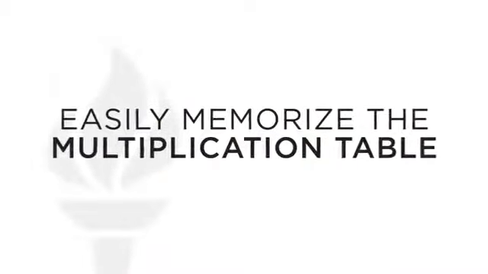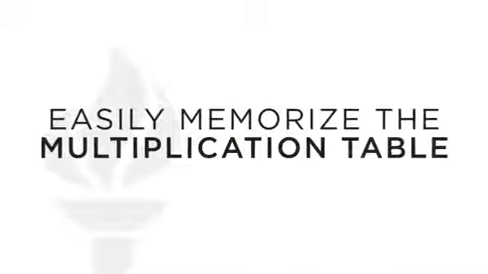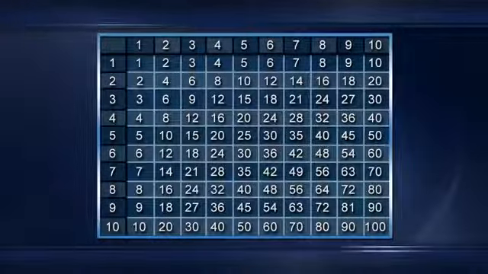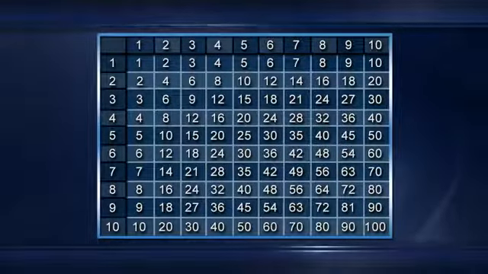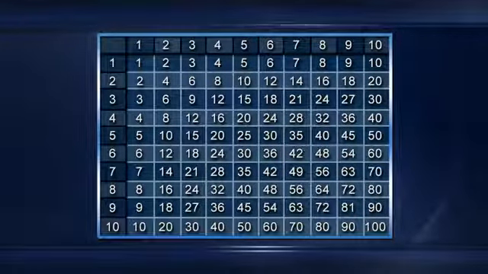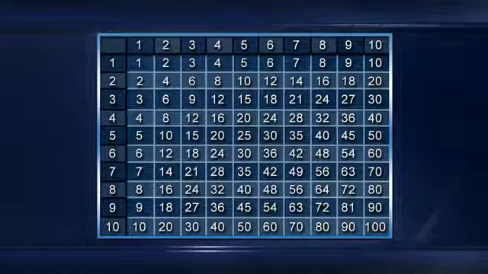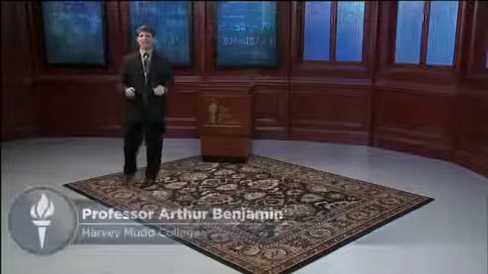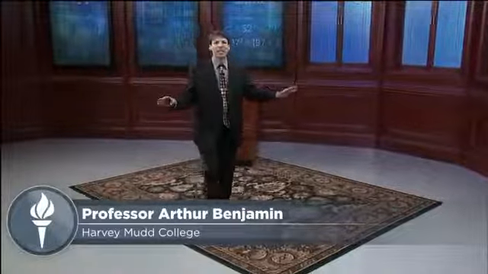At first glance, the multiplication table seems to be quite imposing. After all, it contains 100 facts. Look at it. How could any child be expected to memorize that? And yet, I claim that more than half the table takes no time to learn.